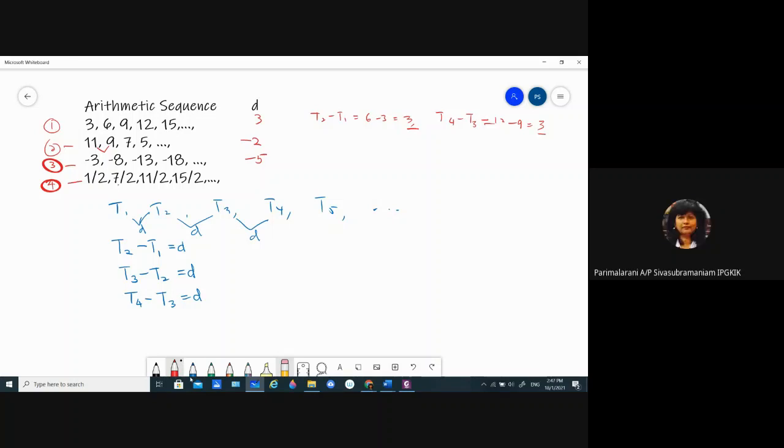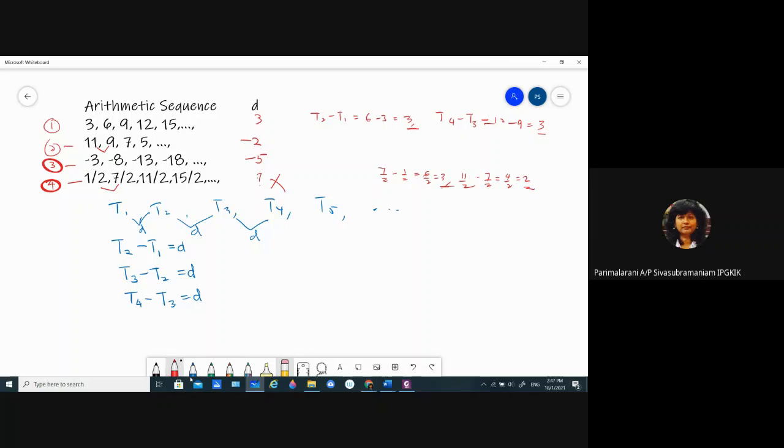How do you find that? Find the difference. Second term minus first term. 7 over 2 minus 1 over 2 is 6 over 2, which is 3. Then 11 over 2 minus 7 over 2 is 4 over 2, which is 2. Correct? So here the difference is different. Therefore, we have no common difference here.